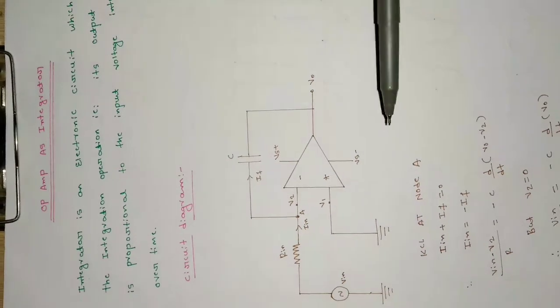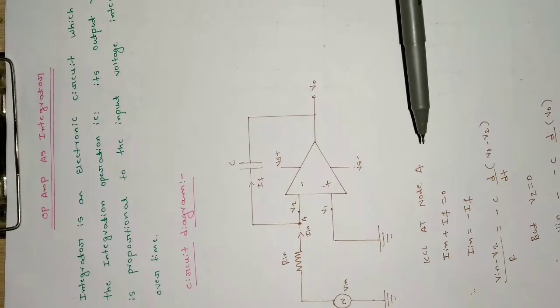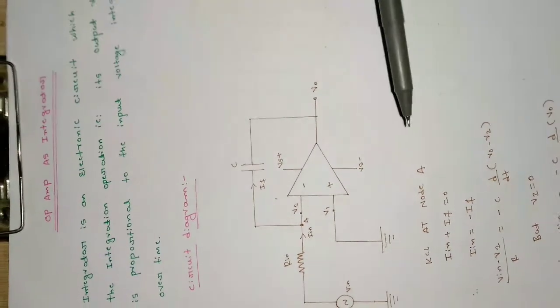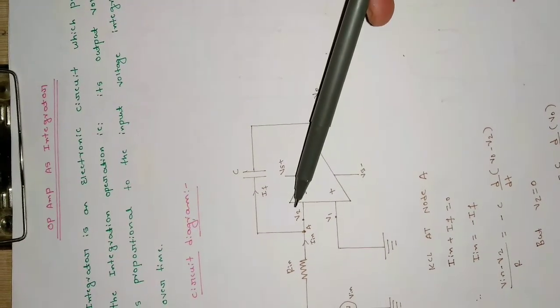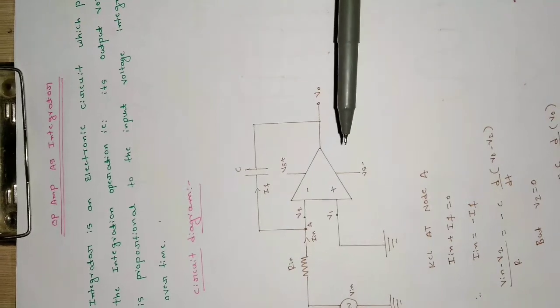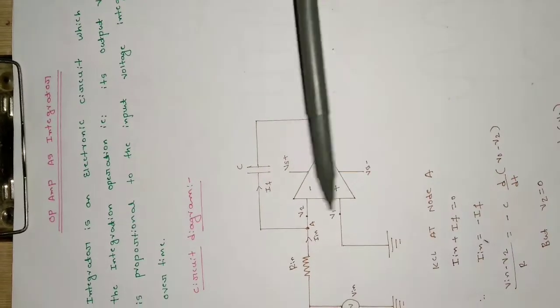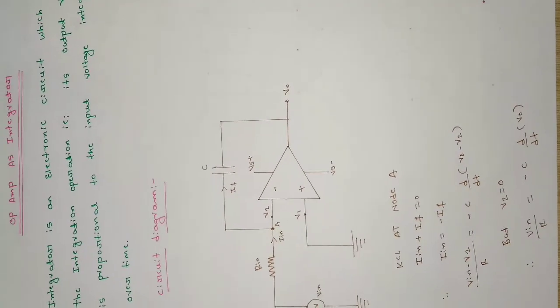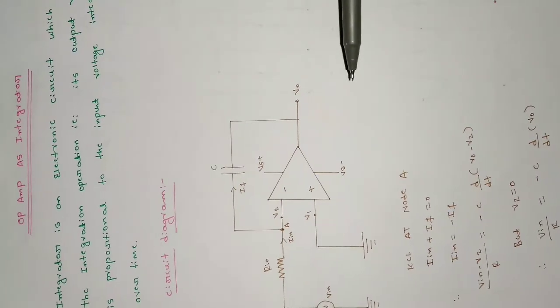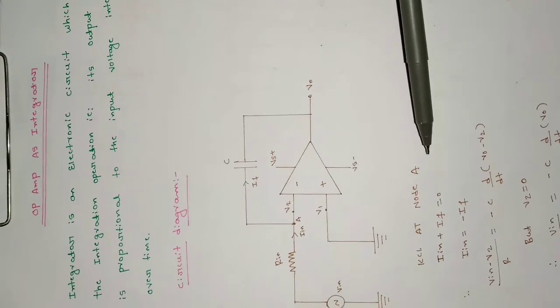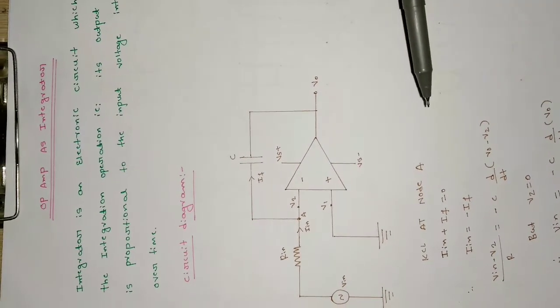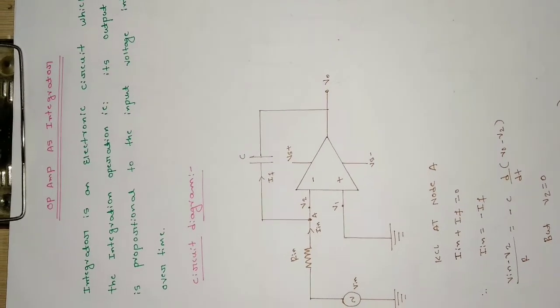First we will apply KCL at node A. This is node A, and I will apply KCL at node A. The total current entering will be equal to the total current leaving that junction. The total current entering here is I in, and the total current leaving that junction is IF. So I in plus IF will be equal to 0. I can write it as I in is equal to minus IF here.